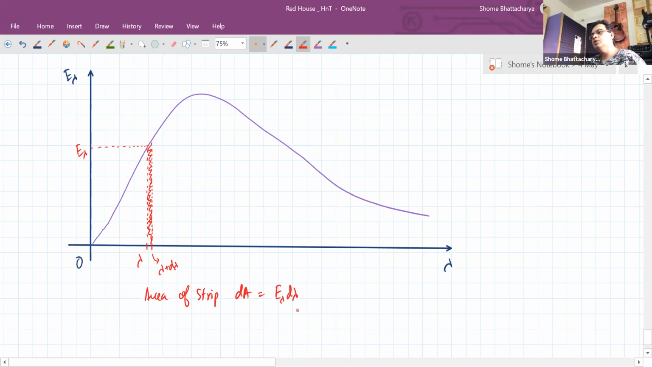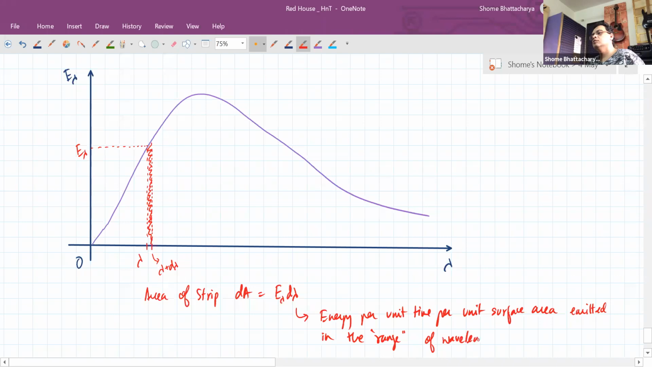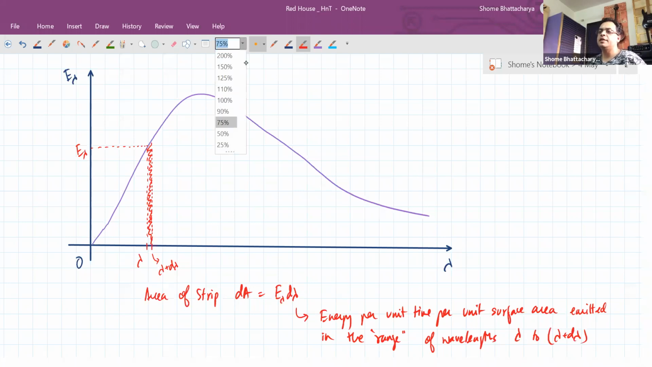So it will be the energy per unit time per unit area. That is, this is not the area of the graph. This is per unit surface area of a black body emitted in the range of wavelengths lambda to lambda plus D lambda. In that very short range of wavelengths, the amount of energy per unit time per unit area, that's that.